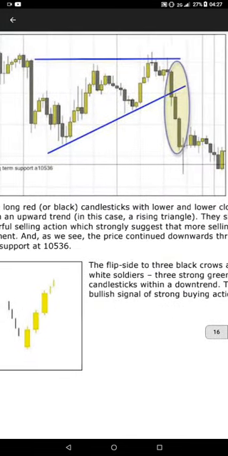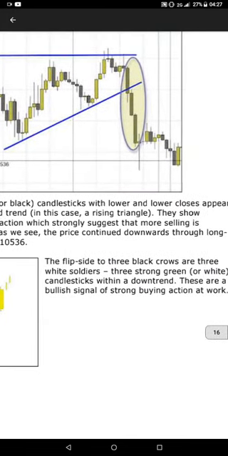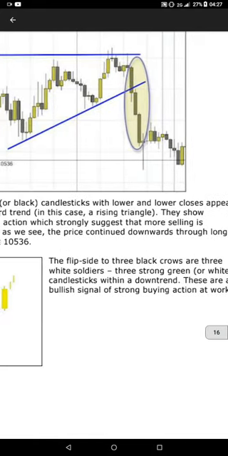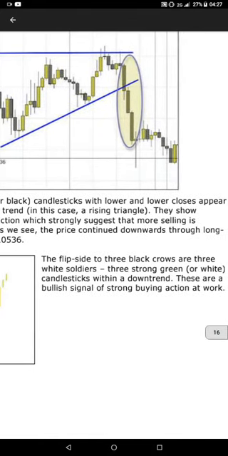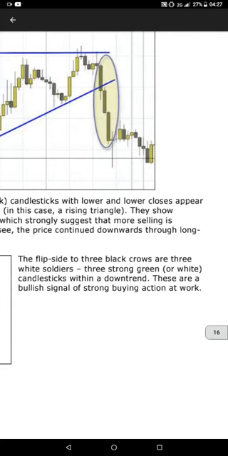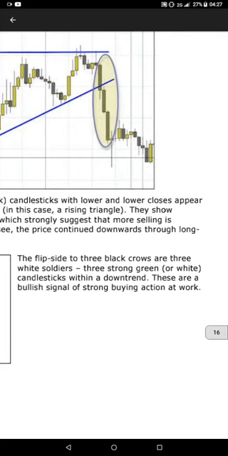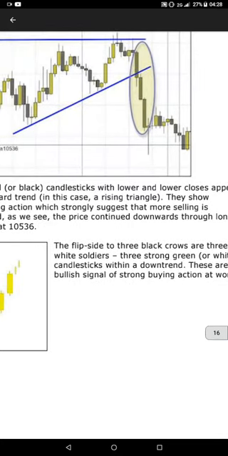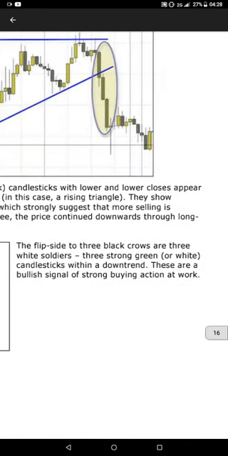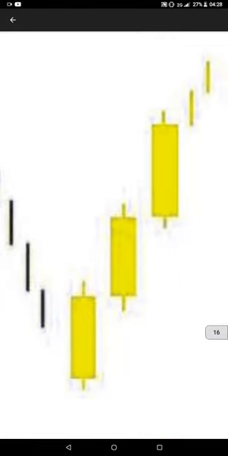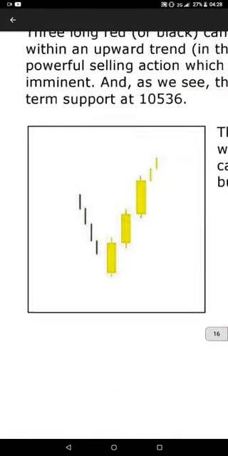We are going to the flip side to the three black crows, or three white soldiers: three strong green or white candlesticks within a downtrend. These are a bullish signal of strong buying action at work. This is what they are talking about, guys. Okay, let's proceed.